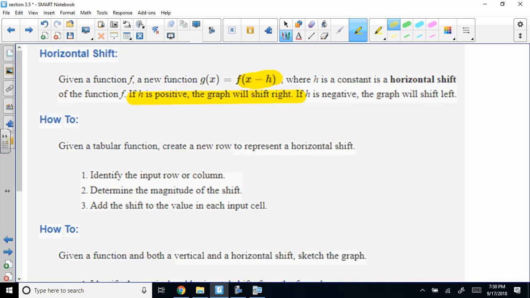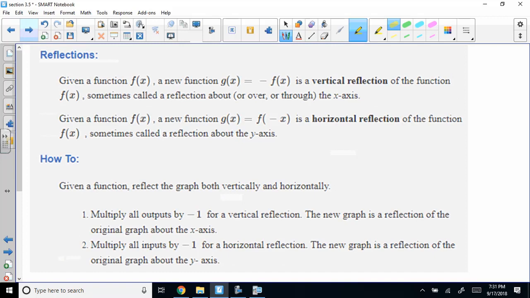Pay attention to these. If h is positive, the graph will shift right. And if h is negative, the graph will shift left. But when you put that in there, what happens to it? It changes size, right? So we'll do that. Just take that into account.